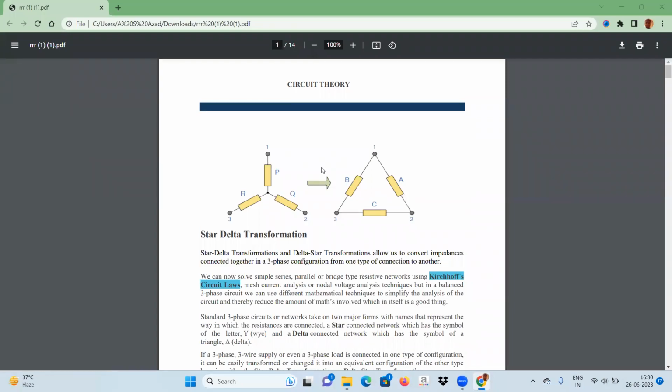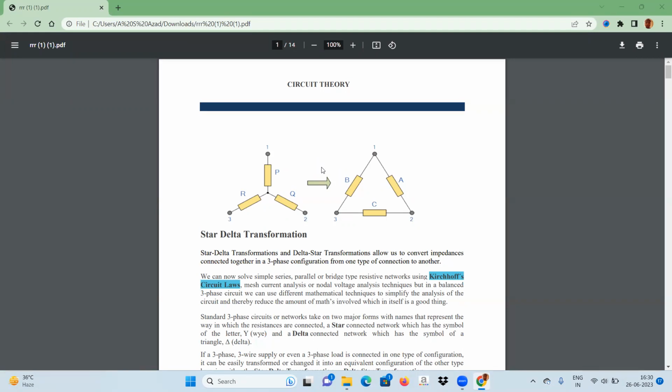Hello, my friend. Today we will discuss the star-delta connection, how it works, what its applications are, and numerical problems based on the star-delta connection. We will discuss all about that. Now, first of all, what are star and delta connections? Let's see.